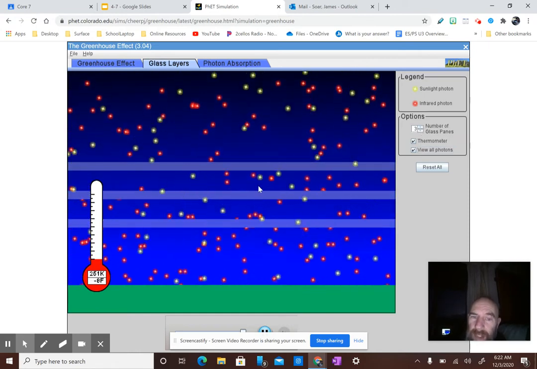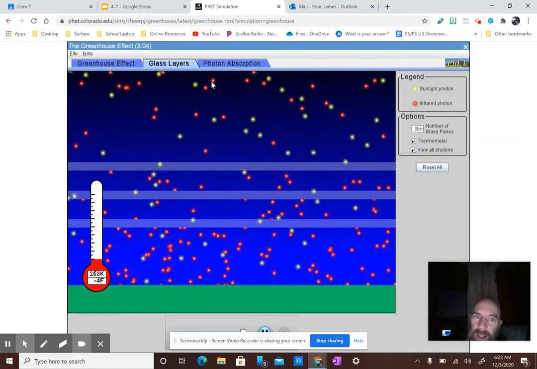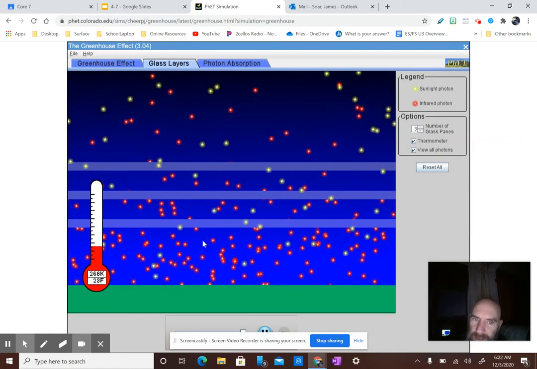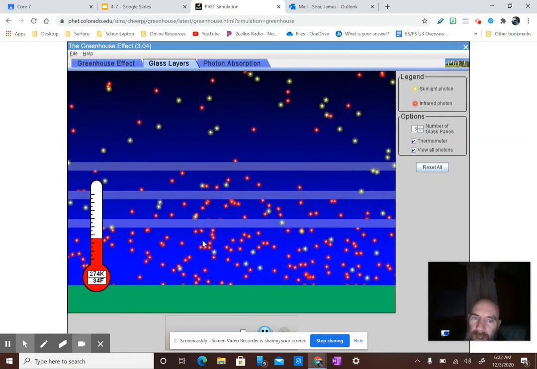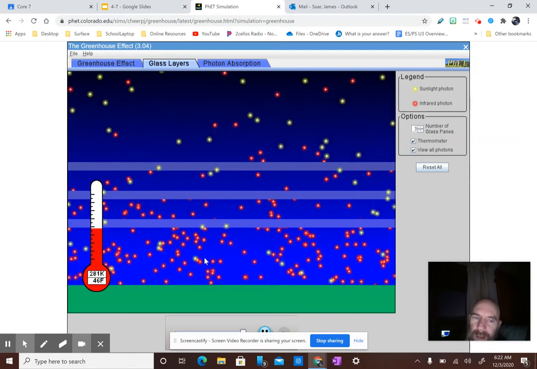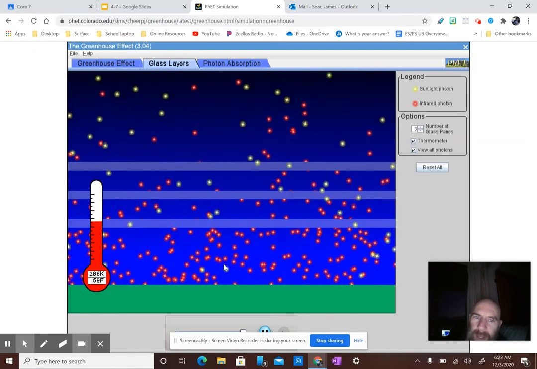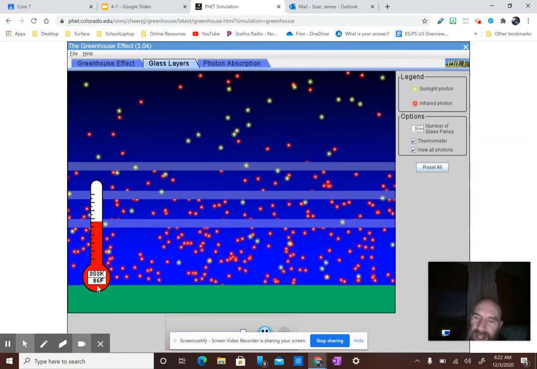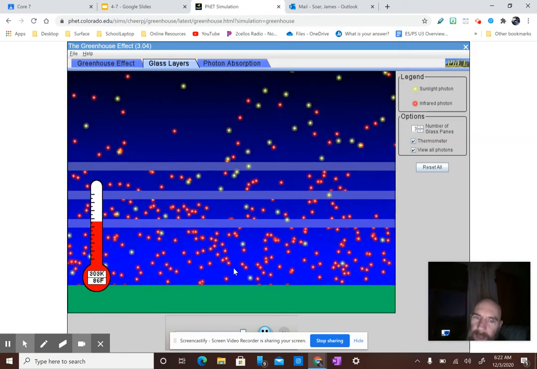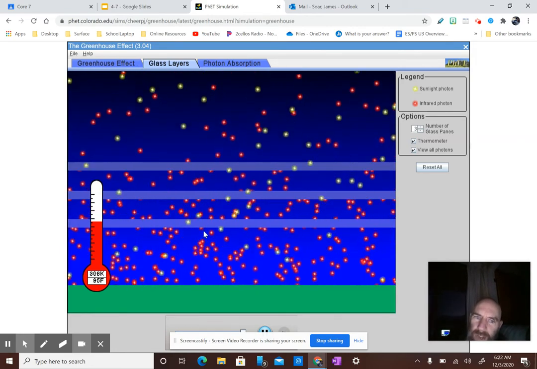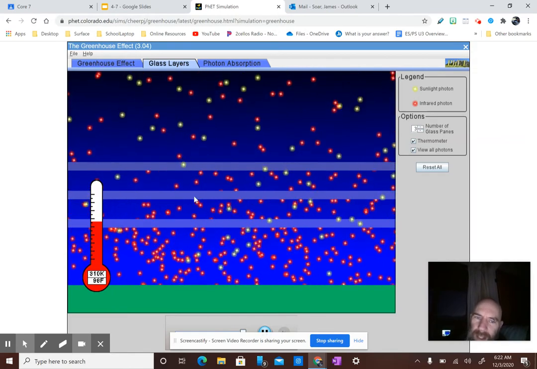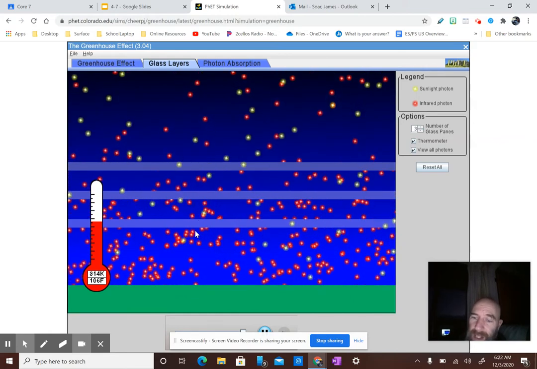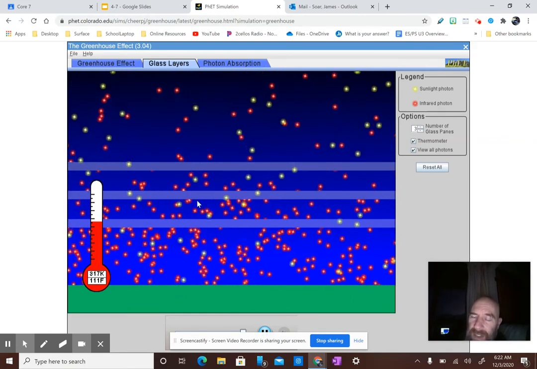All right. Glass panes right here. You'll see how the yellow sunlight goes through all the glass panes. But you'll see how a lot of the reds get rebounded and trapped. So look at the temperature. It went from like -15 and now it's skyrocketing. Again, all the sunlight comes through, but then the red photons get trapped in here. And that's why they call it the greenhouse effect, because this is how a greenhouse operates. A layer of glass, layer of glass, layer of glass, and all that heat gets trapped inside.